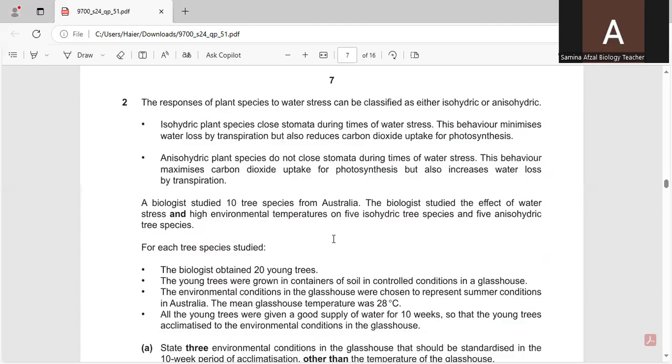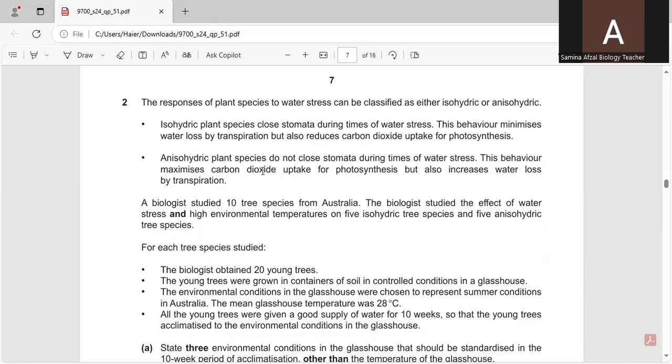The responses of plant species to water stress can be classified as either isohydric or anisohydric. Isohydric plant species close stomata during times of water stress. This behavior minimizes water loss by transpiration, but also reduces carbon dioxide uptake for photosynthesis. So photosynthesis will be stopped when there are no stomata open. So when they are closed, it means no photosynthesis.